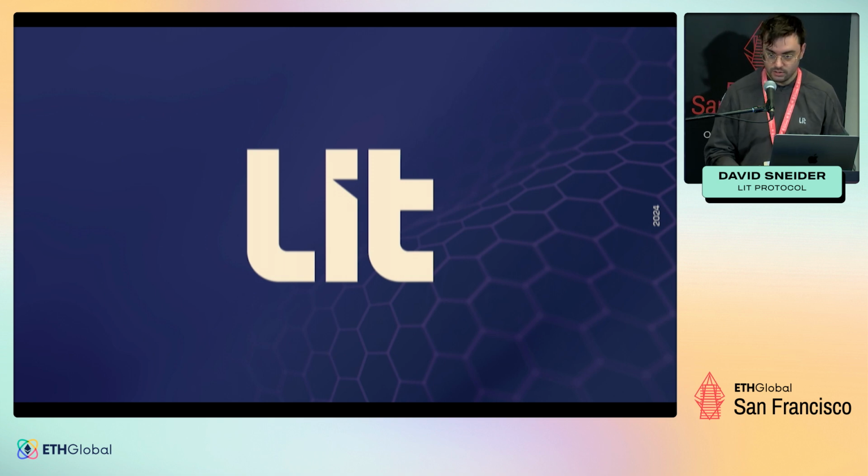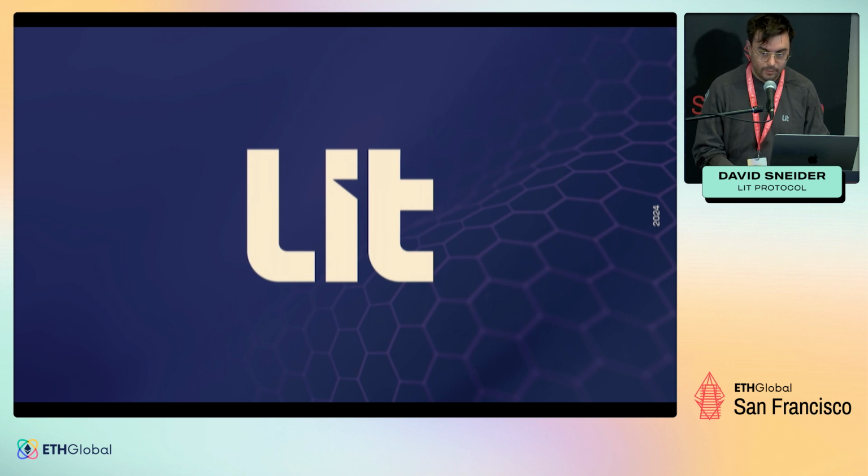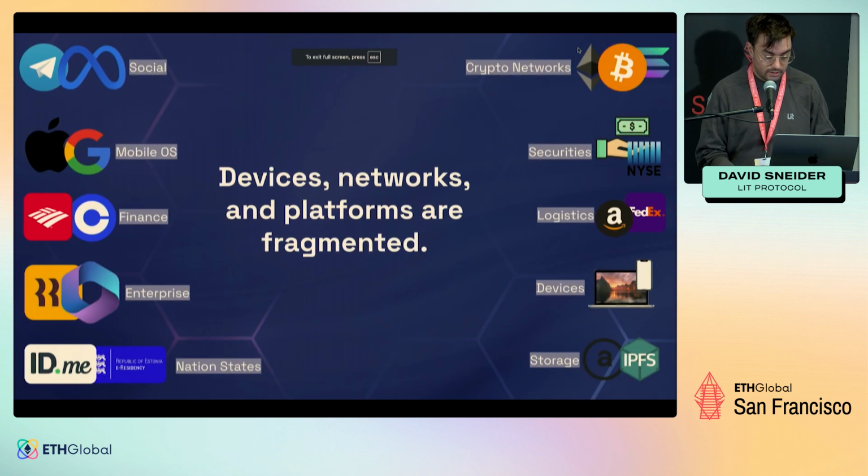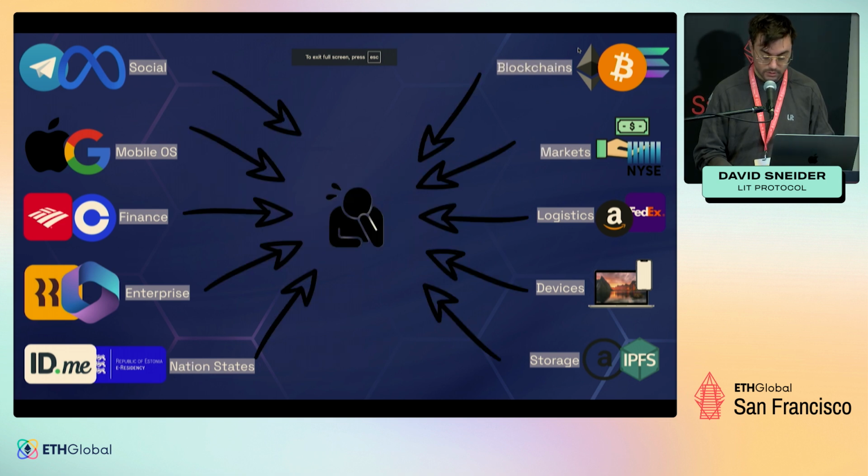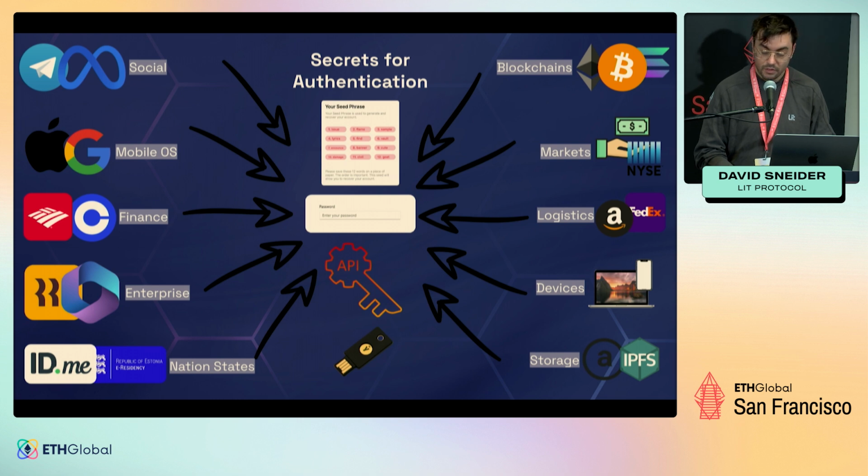So first, just to do a little bit of context setting. Basically, one way to think about the problem that is solved with distributed and programmable keys, which is fundamentally what Lit offers, is addressing the issue of fragmentation. We live in a fragmented world. Everybody knows this, even if they're not technologists. And so the thing that unifies all systems, networks, platforms, devices, is that they all use secrets for authentication.